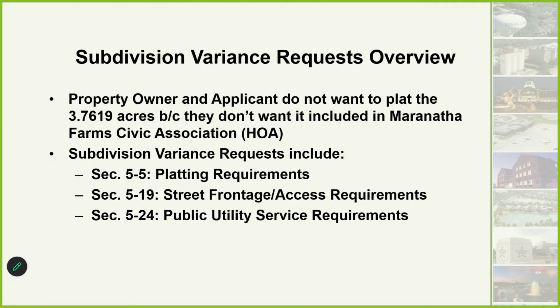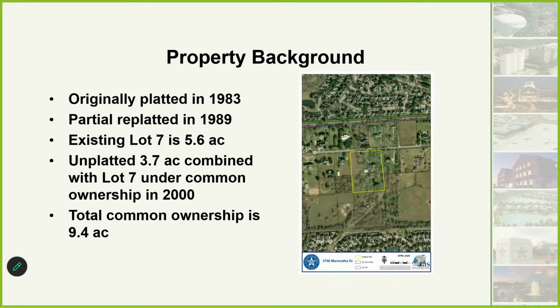The request for the variances, which are from sections 5-5, 5-19, and 5-24, are the requests not to plat the 3.7 acres that are under their common ownership, so the property is not included within the Maranatha Farms Civic Association, their HOA. So the variance requests from sections 5-5 and 5-19 have to do with not platting the 3.7 acres, and then 5-24 has to do with public utilities.